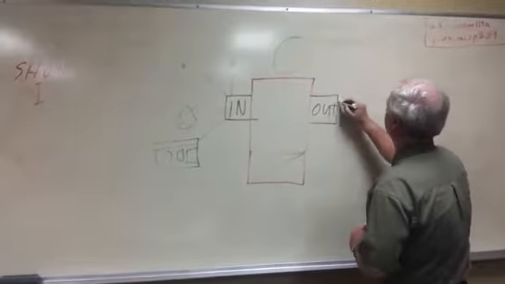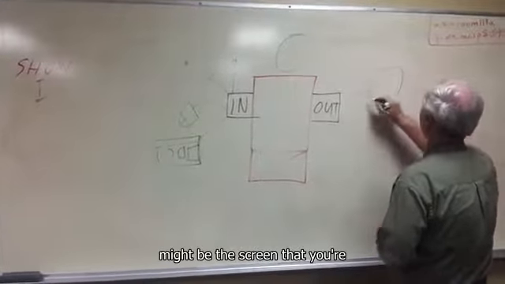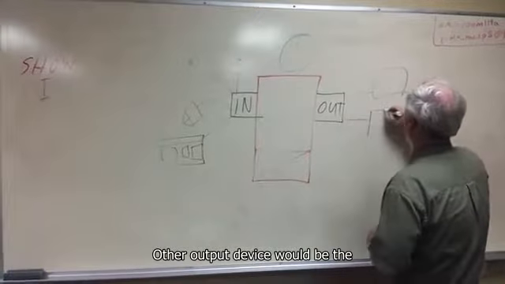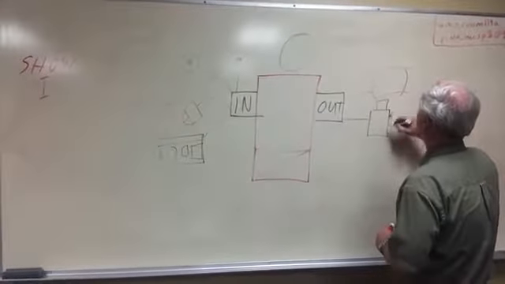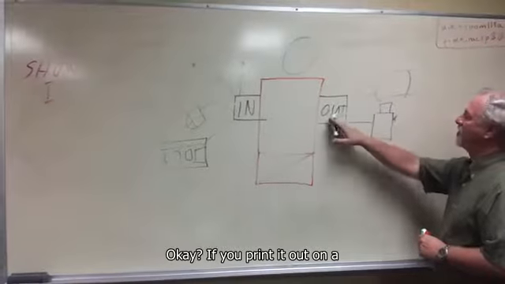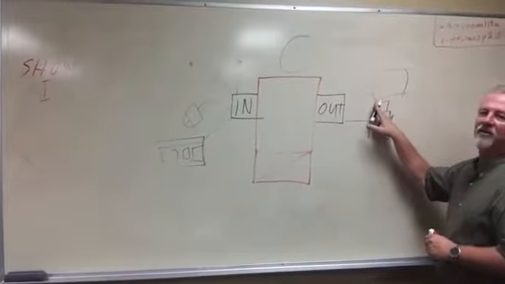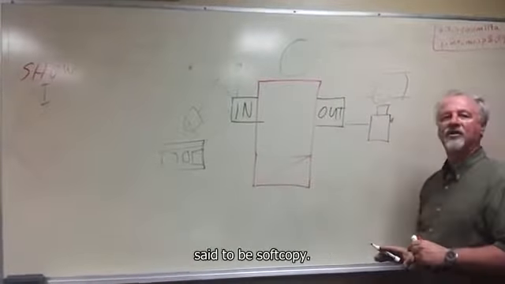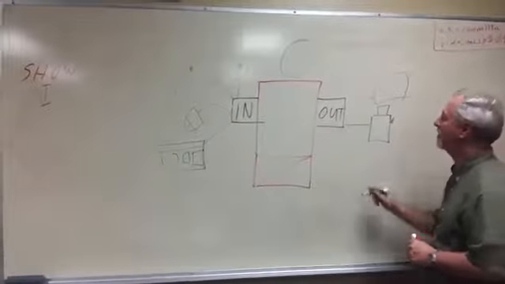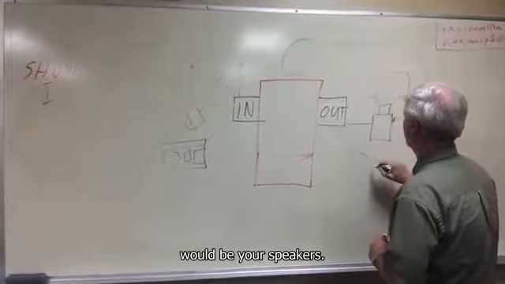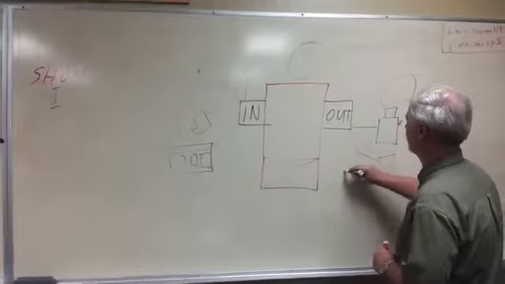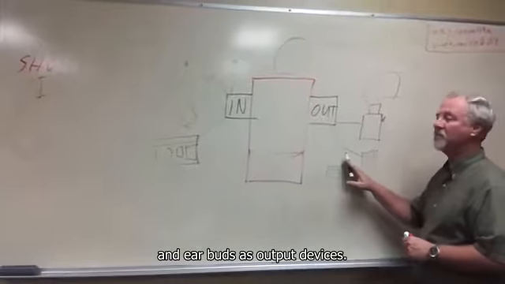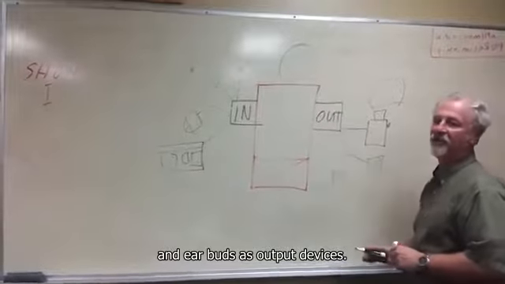An example of an output device might be the screen that you're looking at right now. That's your monitor. Another output device would be the printer. If you print it out on a piece of paper, it's said to be hard copy. If it's kept in the system and you view it on the monitor, it's said to be soft copy. Other output device examples would be your speakers. Similarly, you'd have headphones and earbuds as output devices.